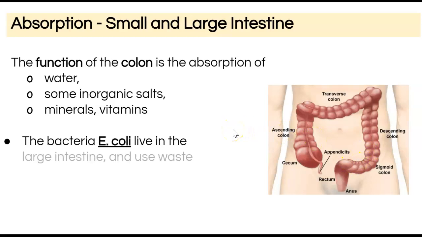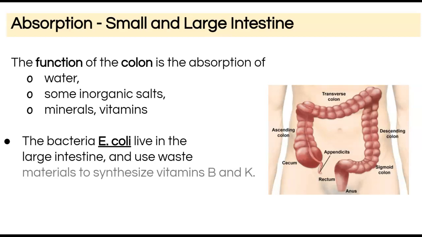So E. coli will live in that large intestine. They're going to take that waste and use it for their own purposes, but it's a symbiotic relationship in that those E. coli that are hard at work are busy making us some important vitamins B and K. So we need them. They're really important for us.